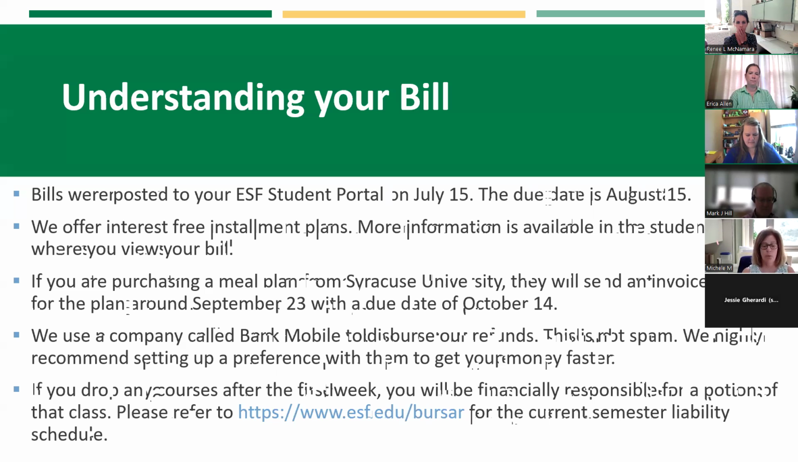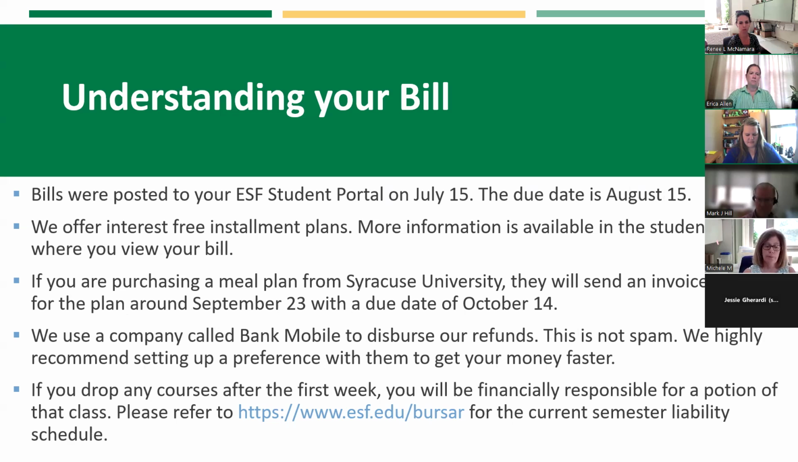We do use them. Once we send them the refund file, they will process your refund based on the preference you set up with them. And if you set up a bank account to have a direct deposit done, you will get your money within 24 to 48 hours. If you don't choose a preference, they wait 21 days and send a paper check to the home address. So we highly recommend setting up a preference. You get your money faster, especially if you need that money to pay Syracuse University for the meal plan.